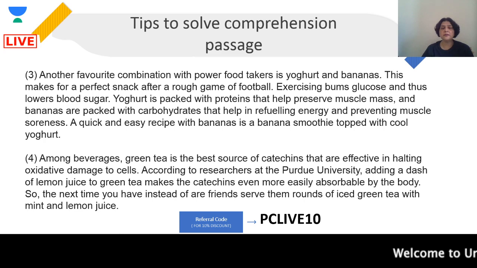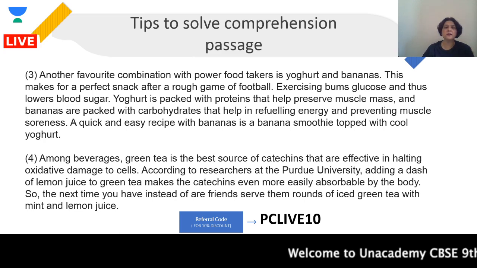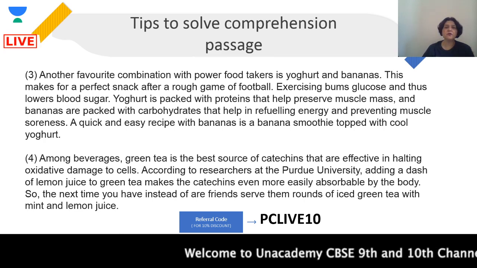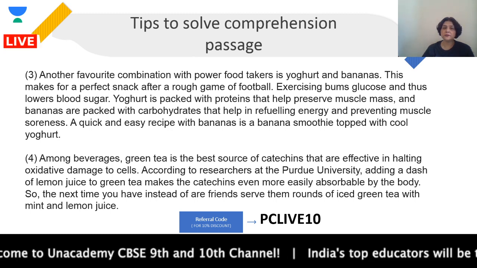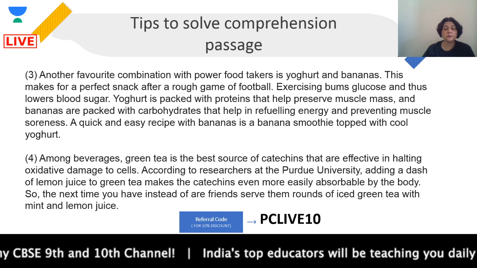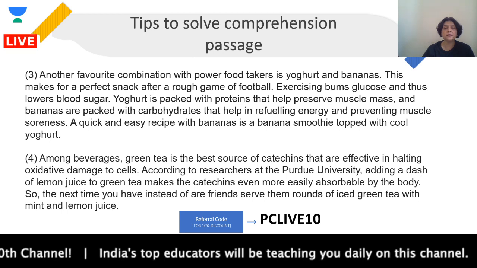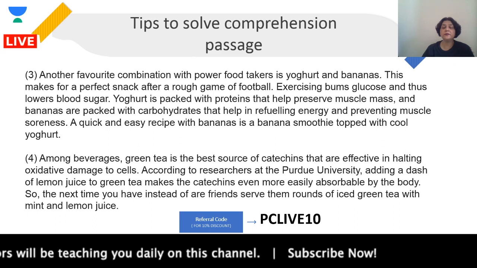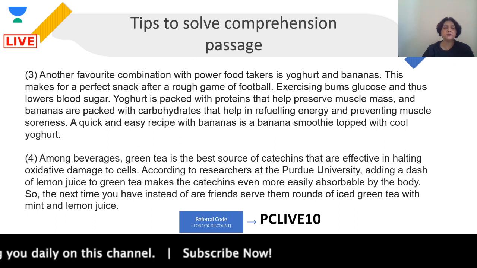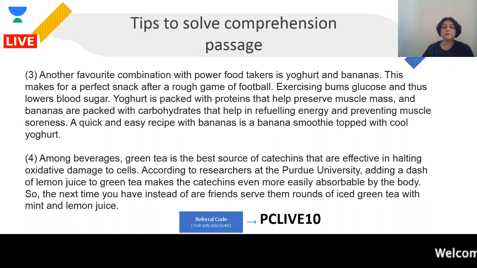Another favorite combination with power food takers is yogurt and bananas. This makes a perfect snack for a rough game of football or exercising, bumps in glucose and thus lowers blood sugar. Yogurt is packed with proteins that help preserve muscle mass, and bananas are packed with carbohydrates that help in refueling energy and preventing muscle soreness. A quick and easy recipe with bananas is banana smoothie topped with cool yogurt.